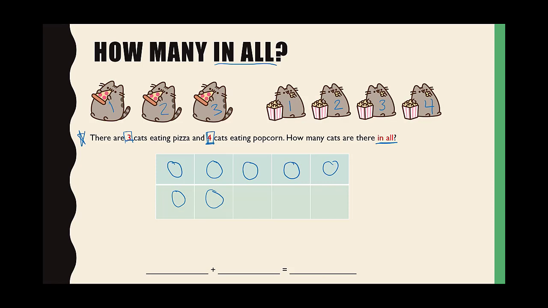So let's write our math sentence. So we start out with 3 cats eating pizza plus 4 cats eating popcorn, and then we're going to go ahead and count how many are in our 10 frame to see how many cats we have in all. 1, 2, 3, 4, 5, 6, 7. We have 7 cats in all. We're going to go ahead and write the number 7. So we made the addition sentence 3 plus 4 equals 7.